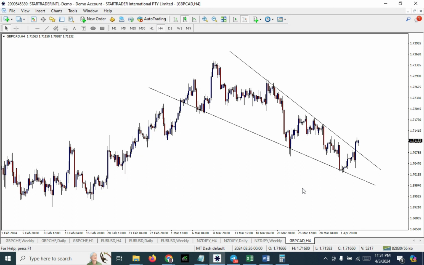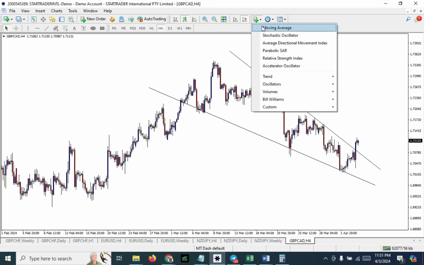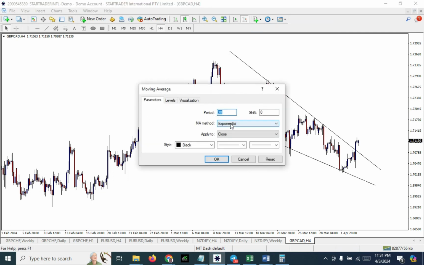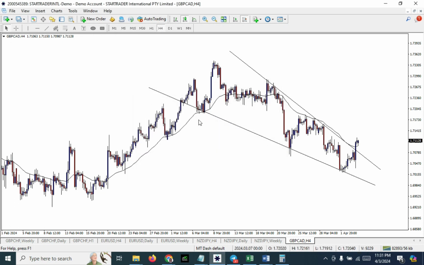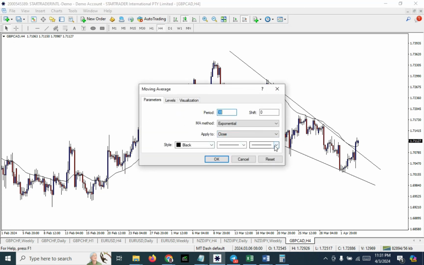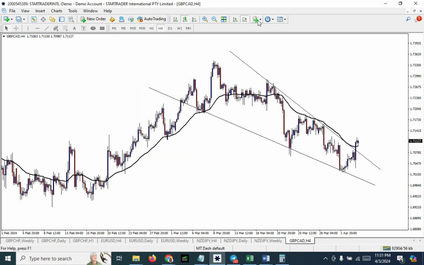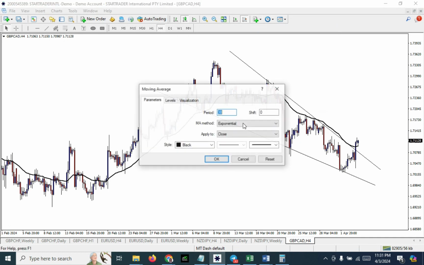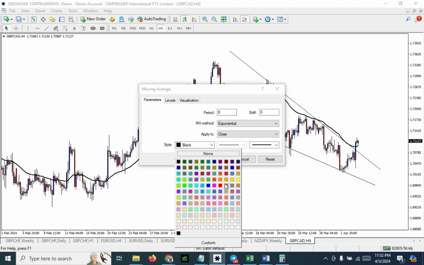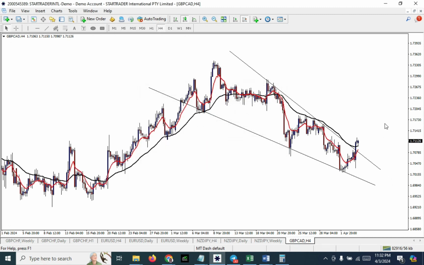So I just want to introduce two moving averages, simple or exponential, whichever you choose, they are all the same thing. So let's leave it at exponential. 38 period, then black. This moving average is quite thin, so I want to make it bolder. Then the second moving average is the 8 exponential moving average. So 8, I want to make this red. So these are my confirmation indicators.